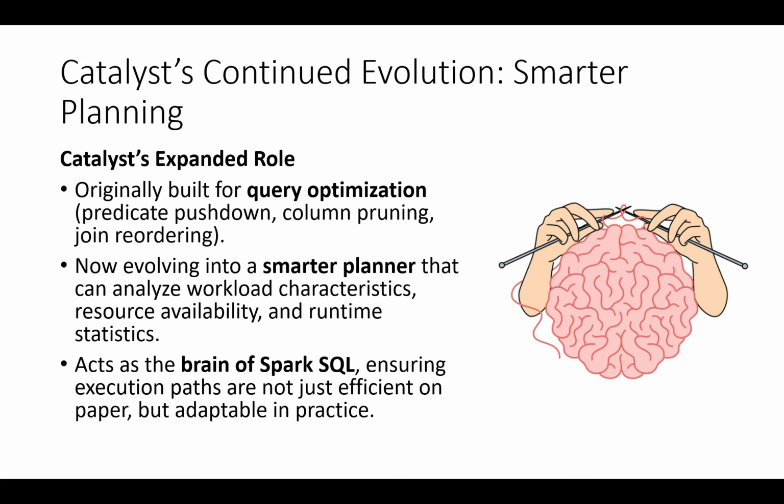But now it is becoming even smarter in terms of planning, because it can analyze the workload, what kind of workload it is, what kind of resource availability is there, and what are the runtime statistics. Based on that, it optimizes again. So it is like the brain of Spark SQL. It ensures that the execution is efficient and adaptable. Earlier it was only optimizing the query before execution, but now the Catalyst optimizer can collect runtime stats and improvise. So it is getting smarter and smarter.